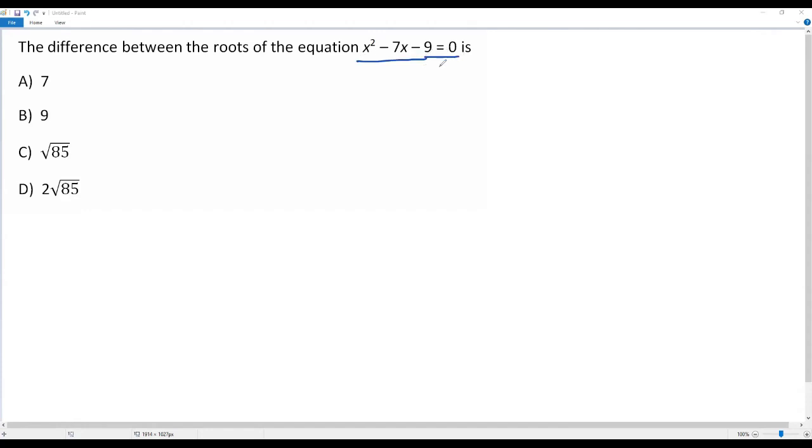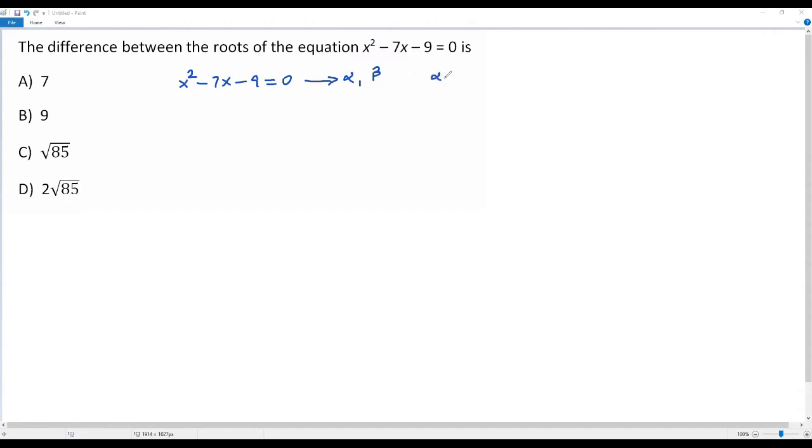When we solve a quadratic equation, usually you'll be getting two roots. And here we have to find the difference of two roots of this quadratic equation. Okay, now let me write the given quadratic equation as it is. That is x² − 7x − 9 = 0. And also let me assume the two roots of this quadratic equation are alpha and beta.